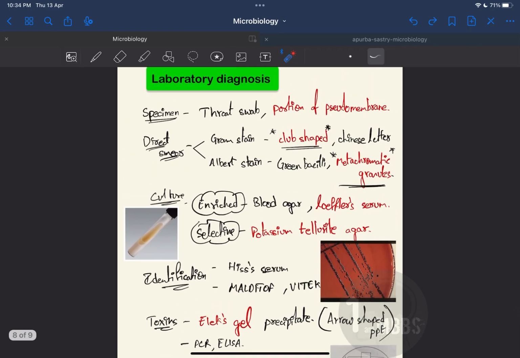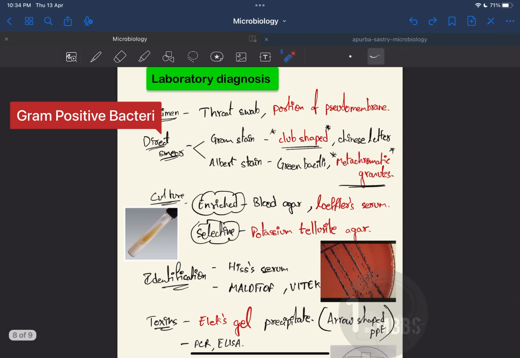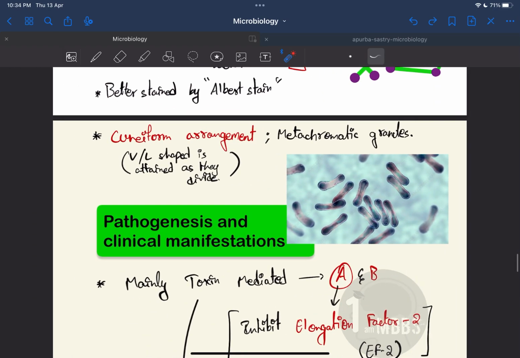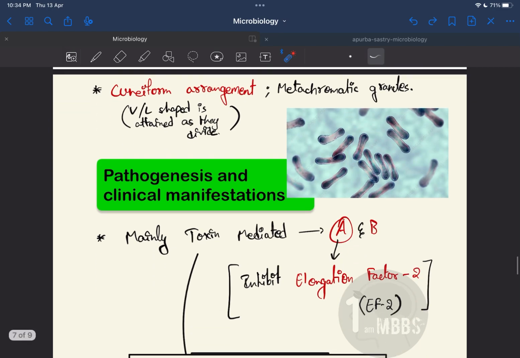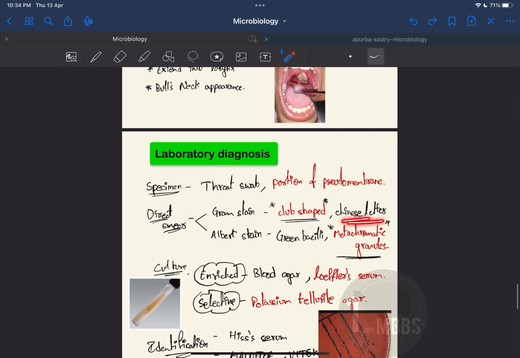Okay, when it comes to the specimen, as it is a respiratory infection, we definitely need a sputum sample or a throat swab. The portion of pseudomembrane which is over the tonsillar area is very important. On gram staining, you can see club-shaped bacteria. Here you can see the club-shaped bacteria with two ends having the storage metachromatic granules. It has a characteristic Chinese letter arrangement.